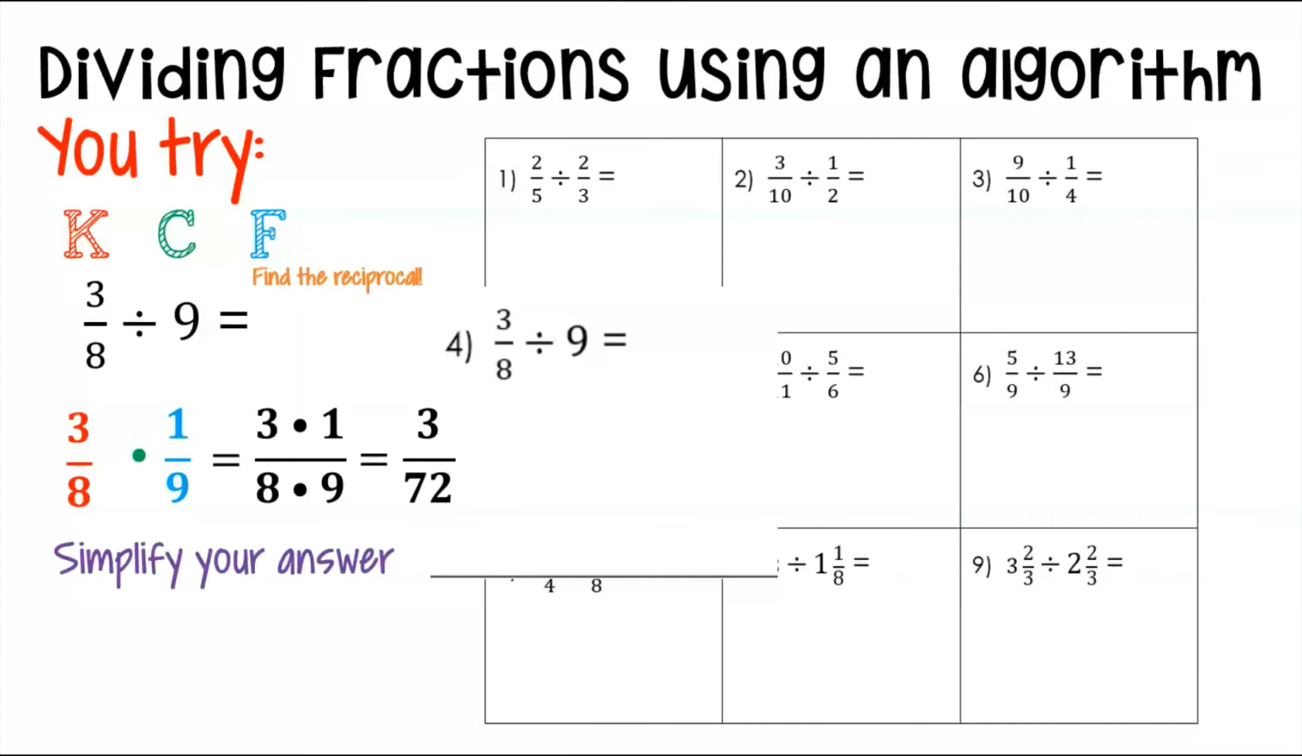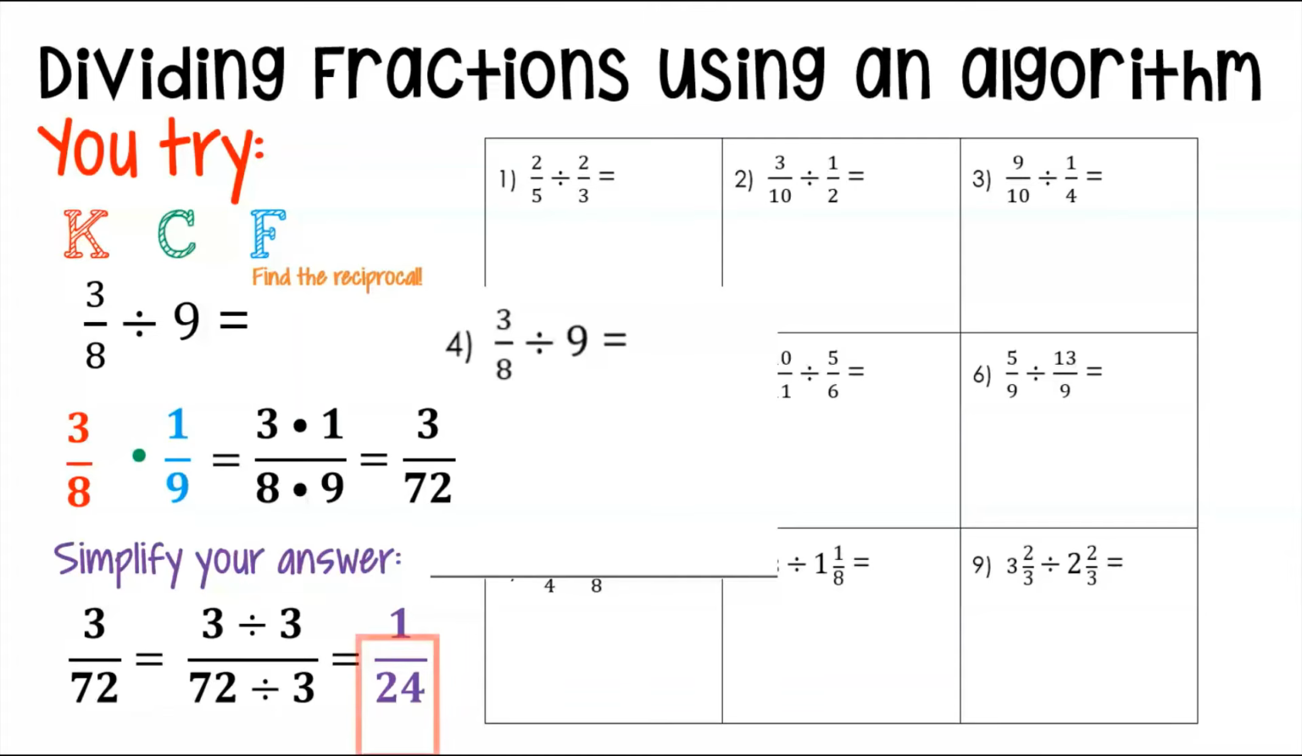Don't forget to simplify your answer. So 3 and 72 share a common factor of 3. When we divide by 3 on the top, we get a 1. When we divide by 3 on the bottom, we get 24. So the final answer is 1/24.